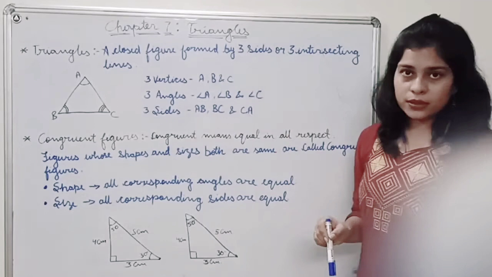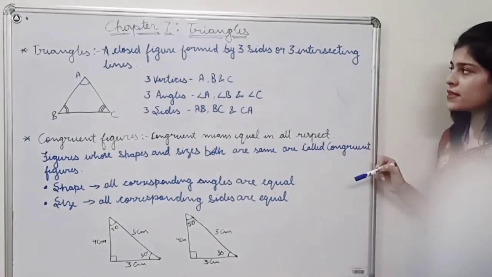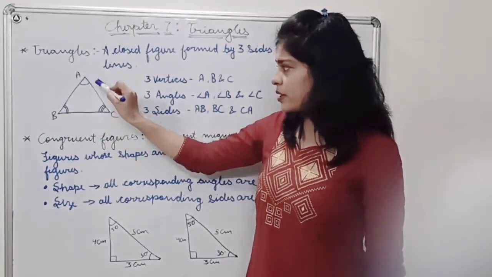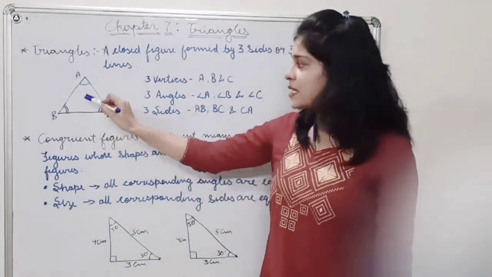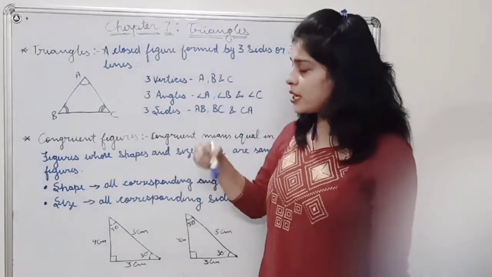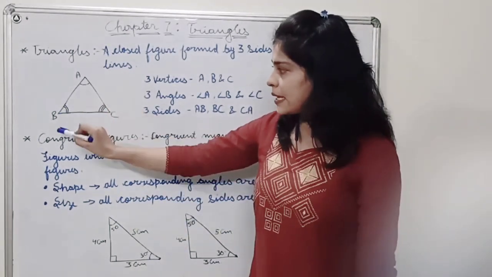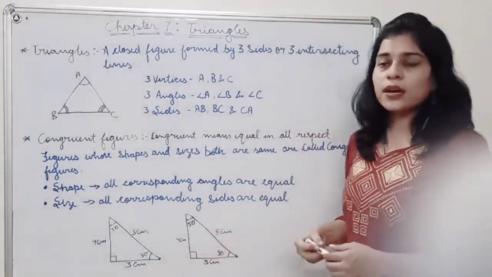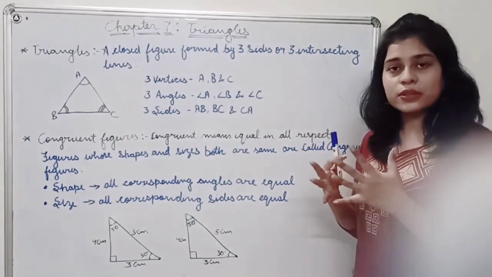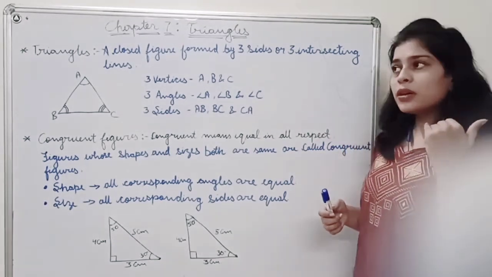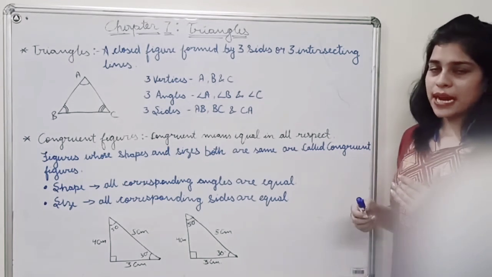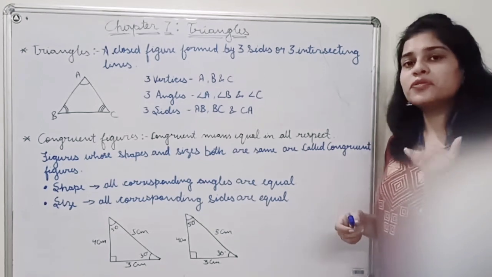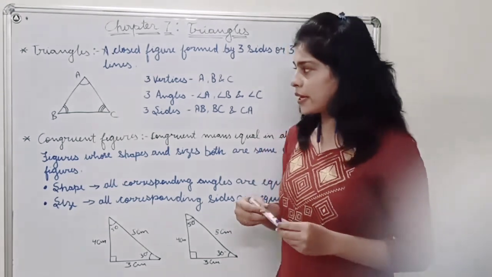A triangle is a closed figure formed by three sides or three intersecting lines. Here this is a closed figure and it has three sides, or we can assume that three lines are intersecting at three points to make a closed figure which is called a triangle. And from the word triangle we can understand that tri means three angles. A closed figure consisting of three angles is called a triangle.